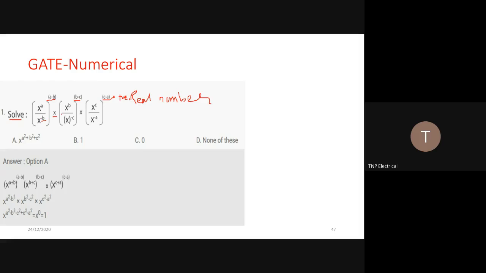So you need to find out what will be the answer. Here the first option is x to the power a square plus b square plus c square, b is 1, c is 0, and d is none of this, my friend. Here I have simultaneously given the answer, but I want you to understand how this answer is coming. Are you getting? So here the correct answer is 1.